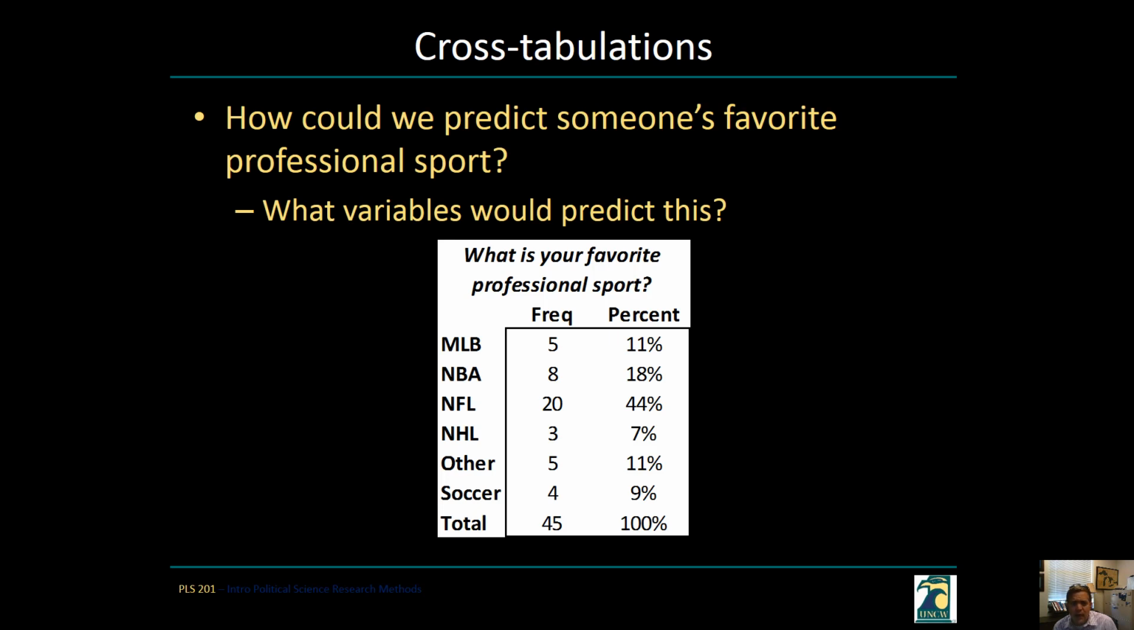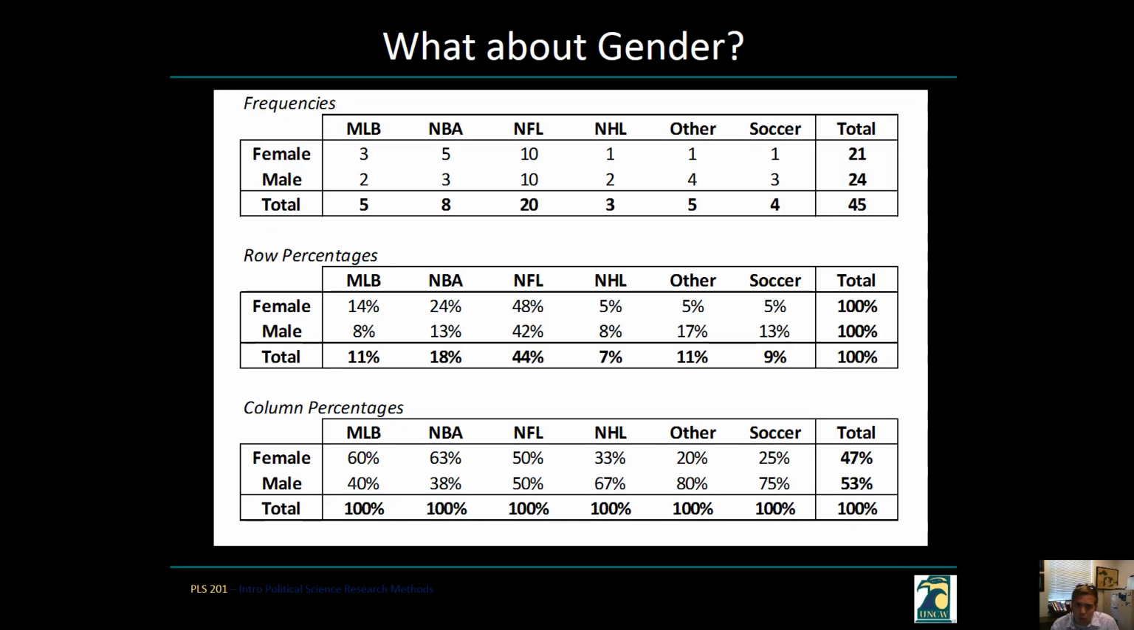And so I'm curious, if we wanted to predict, science is predictive, what is someone's favorite sport? Is there a way to do this? What would we want to know about someone to predict their favorite sport? All right. Well, could I use gender to predict someone's favorite sport? And so now what I did is I had asked people their gender in the survey.